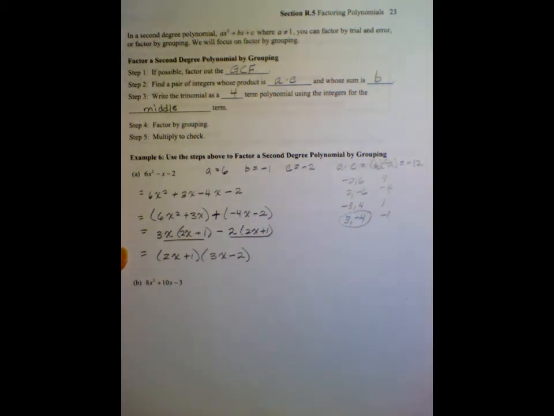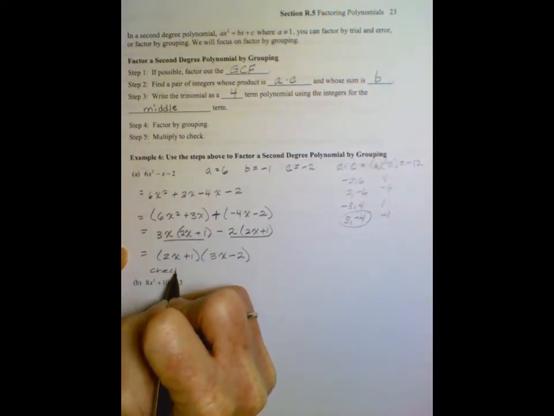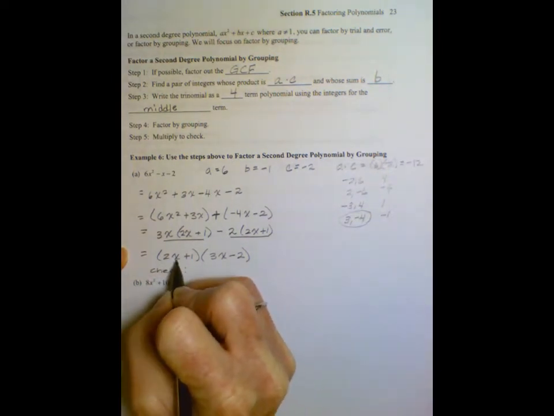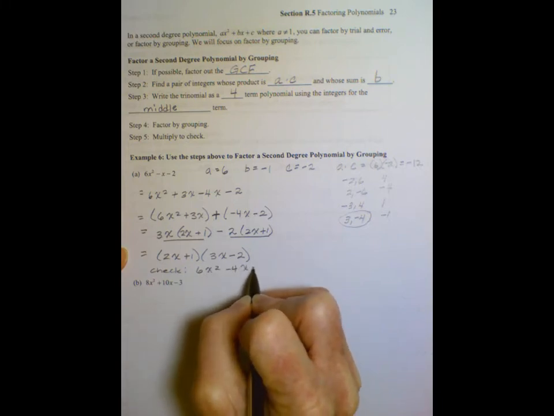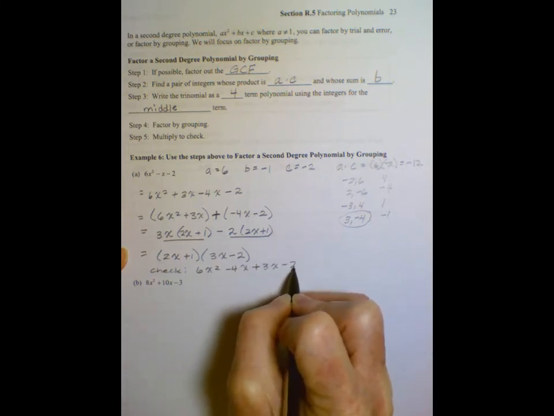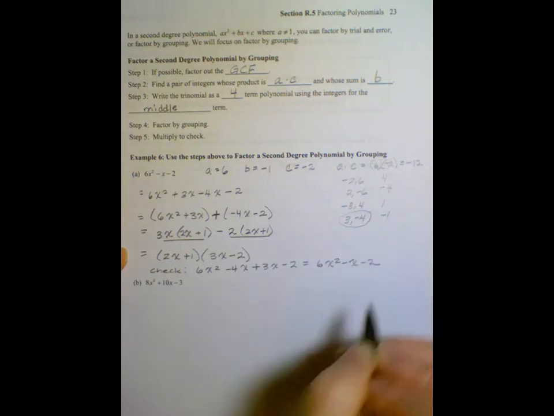We got it. If you FOIL this, let's do it for our check. If we FOIL, we get first times first, 6x squared minus 4x plus 3x minus 2, which simplifies to 6x squared minus x minus 2, our original problem.